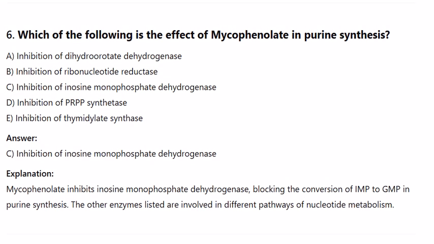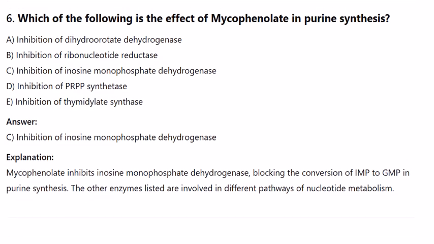6. Which of the following is the effect of mycophenolate in purine synthesis? A. Inhibition of dihydroorotate dehydrogenase. B. Inhibition of ribonucleotide reductase. C. Inhibition of inosine monophosphate dehydrogenase. D. Inhibition of PRPP synthetase. E. Inhibition of thymidylate synthase. Answer: C. Inhibition of inosine monophosphate dehydrogenase. Mycophenolate inhibits inosine monophosphate dehydrogenase, blocking the conversion of IMP to GMP in purine synthesis. The other enzymes listed are involved in different pathways of nucleotide metabolism.